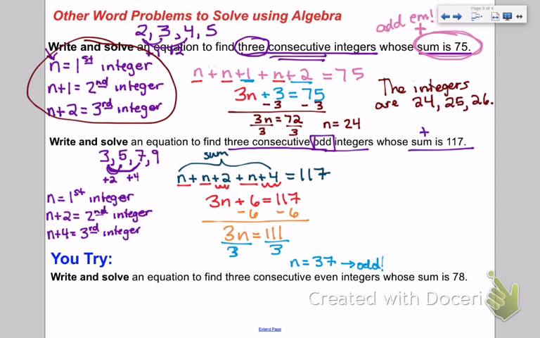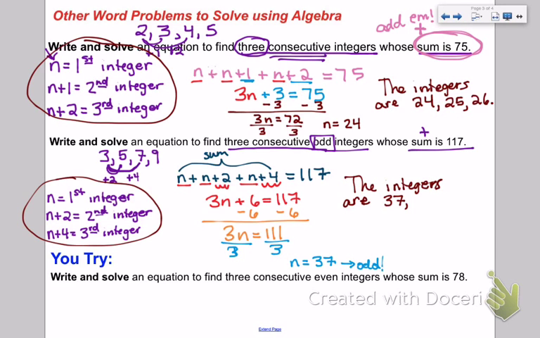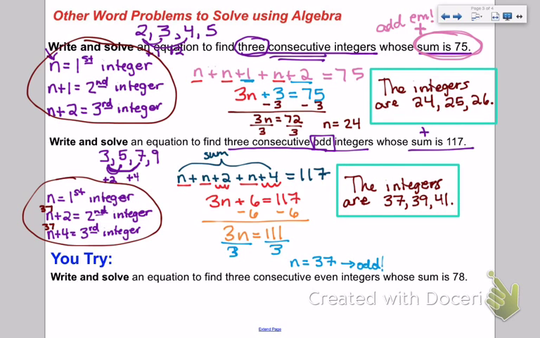But once again, we need to write a sentence for our answer because n equals 37 is not the answer. The integers are, starts with 37, and then if we go back over here, we plug in 37 for n. 37 plus 2 is going to give us 39, and 37 plus 4 is going to give us 41. So that is our answer. I forgot to put a box over my answer over here.